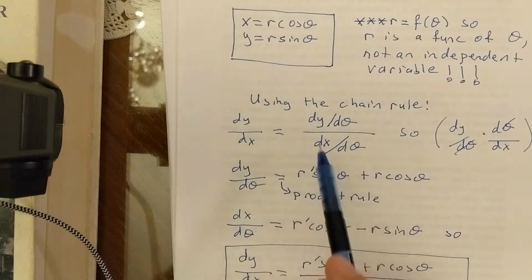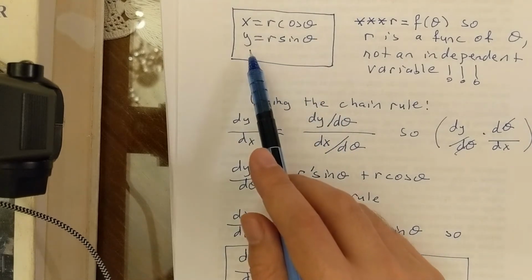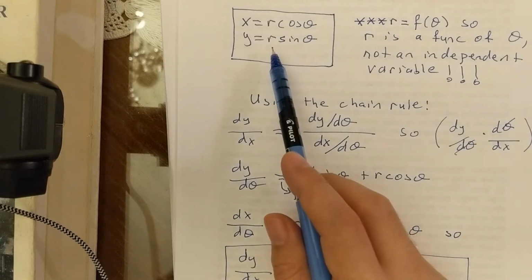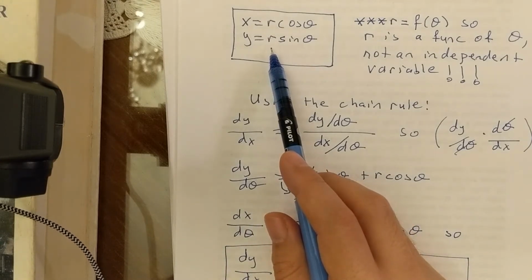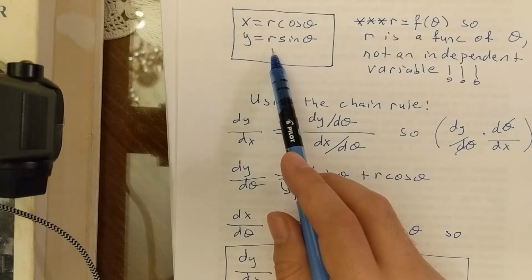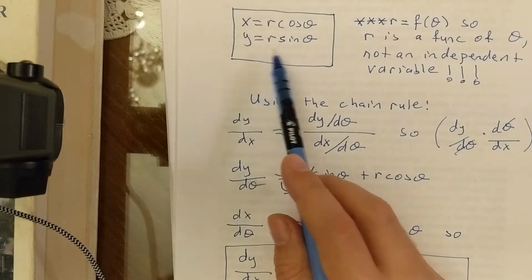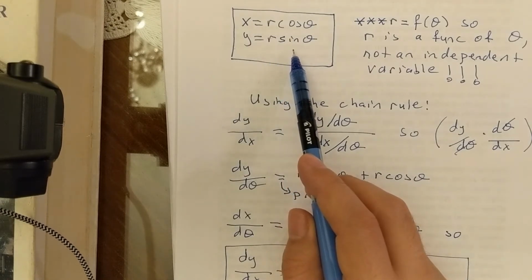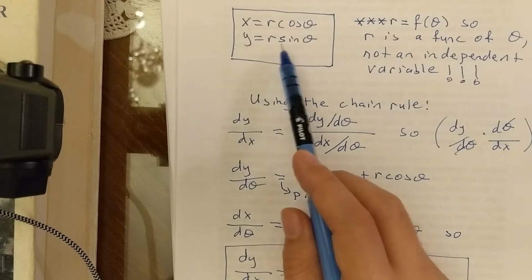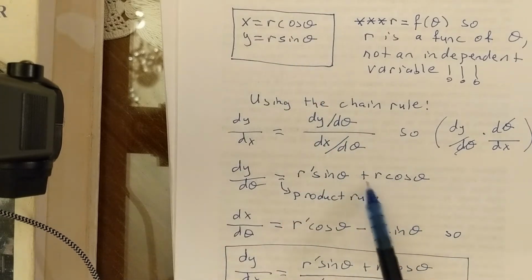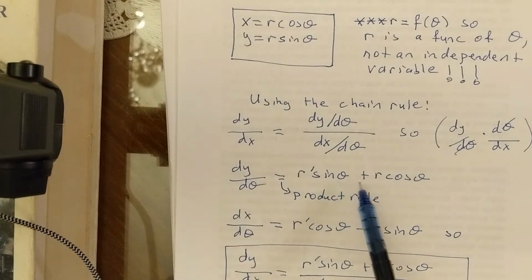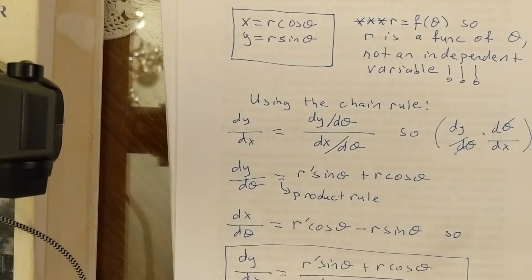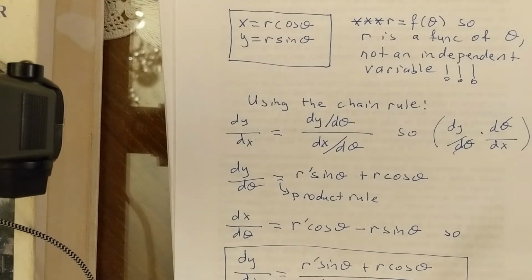I have to calculate dy/d theta, but what is y? y was equal to r sine theta. So if I take the derivative of it, I have to use the product rule, because r itself is a function of theta. So the derivative with respect to theta is the derivative of r times sine theta plus the derivative of sine theta, which is cosine theta, times r. So I'm going to have r prime sine theta plus r cosine theta. Again, that's because r itself is a function of theta, so I have to use the product rule.